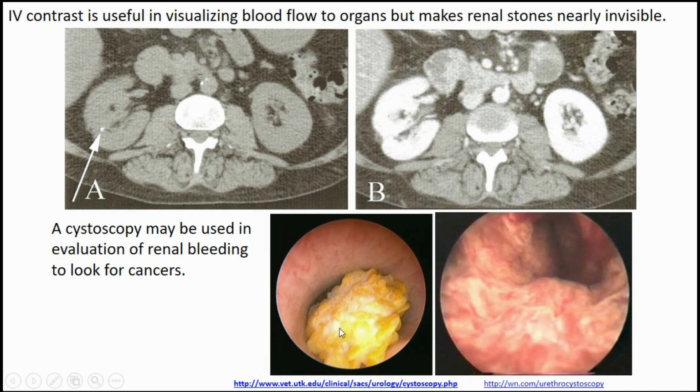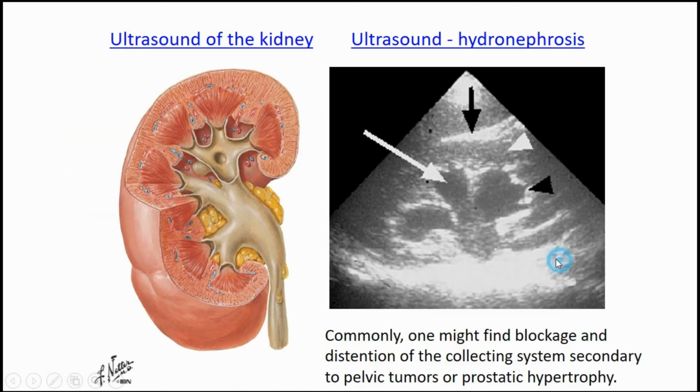And if need be, you can also directly visualize the ureter with a cystoscopy, taking a probe and actually directing it up through the urethra, into the bladder, into the ureter, and here, kidney stone, that looks horrendously painful, and tumor, also bad, both possibly causing bleeding into the urine.